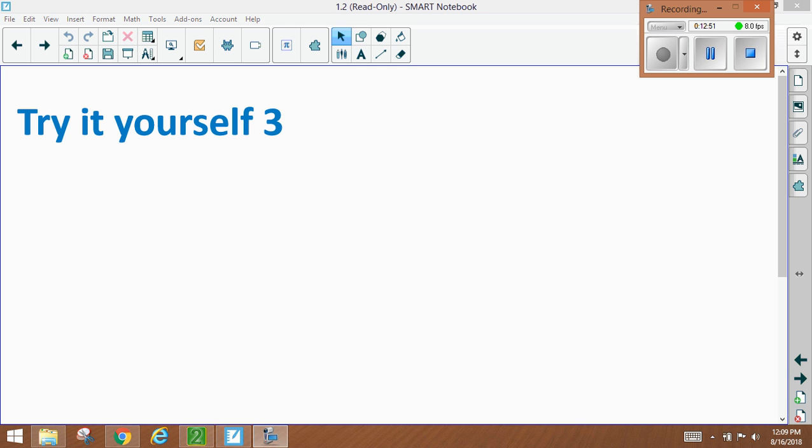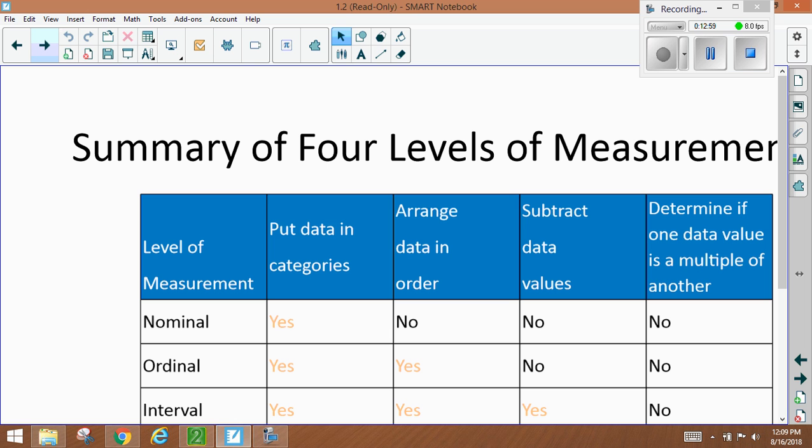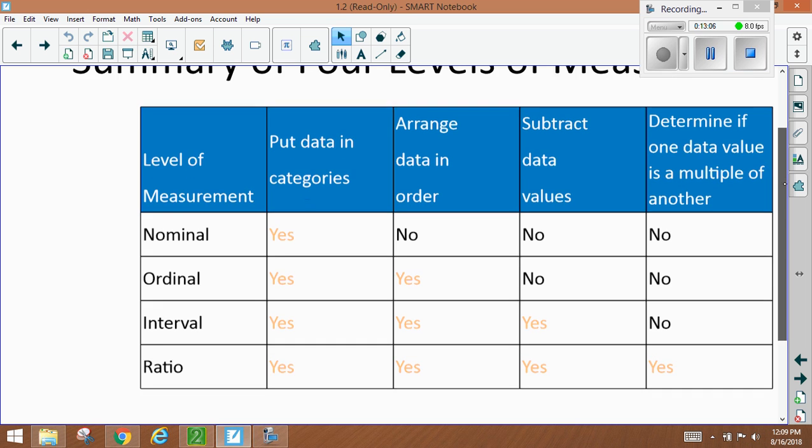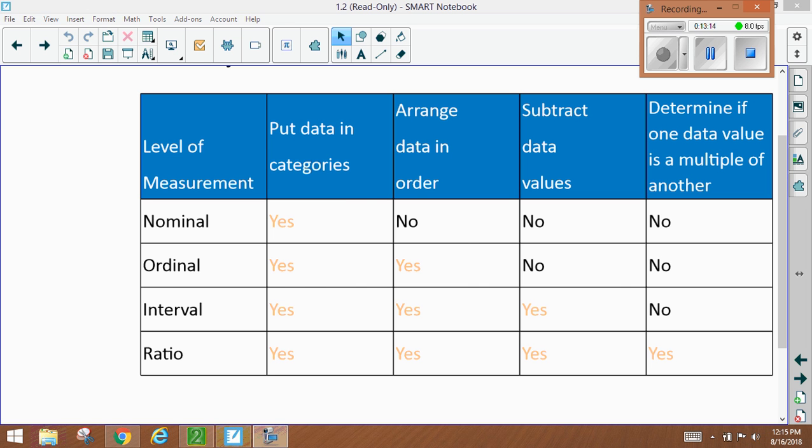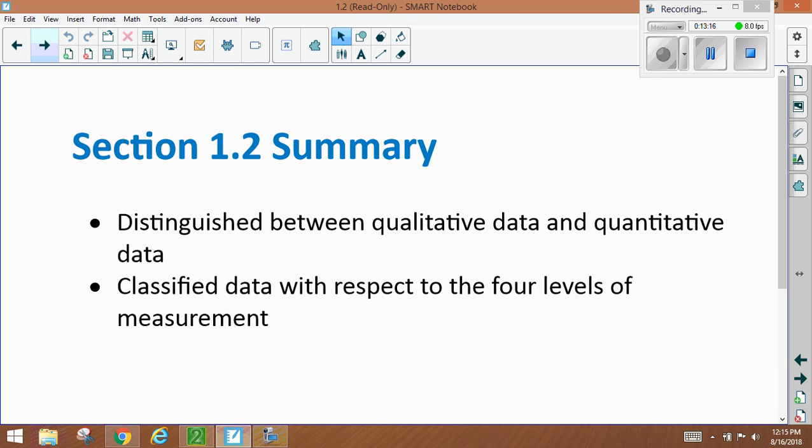All right. Cool. So here is a cool table that will help you determine these 4 levels of measurement. It's really great to have. So go ahead and write this thing down. We'll take some time. All right. So that's it. This is your summary and the classwork.